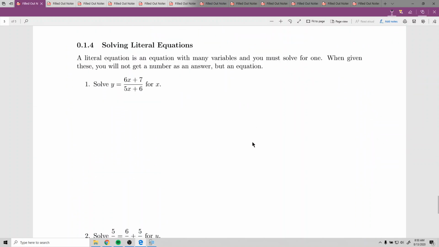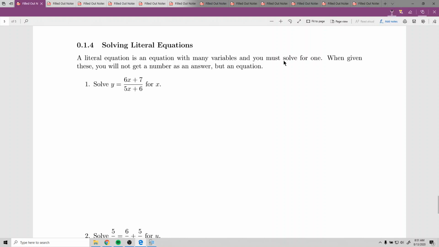Right, so the last thing in this section is solving literal equations. A literal equation is an equation with many variables, so at least 2, and you must solve for 1. When given one of these, you will not get a number as an answer, but an equation. There's not many in the homework, but they are important as we work through the class, and I intentionally chose the harder ones to show you how to deal with them.